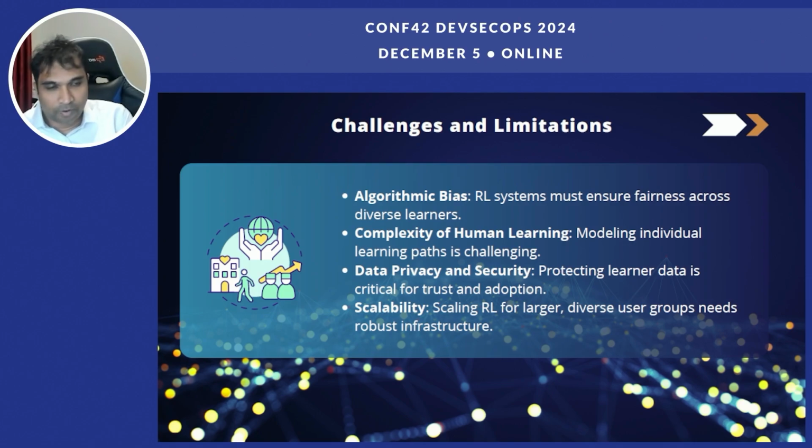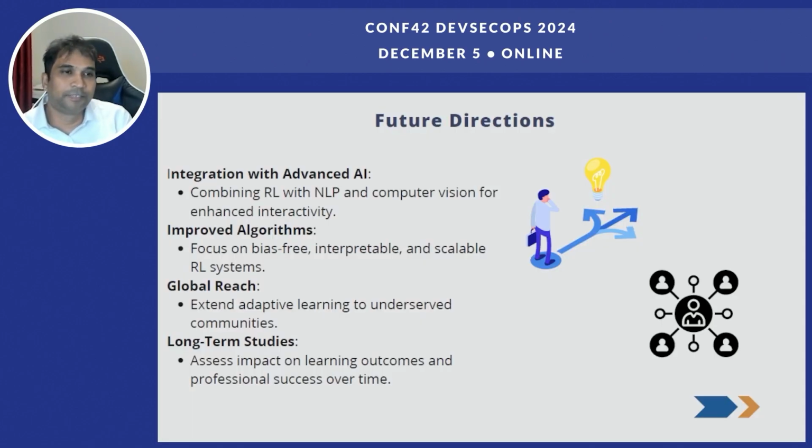Right. Moving forward, future directions. For future directions, I have listed down a few of them. Integration with advanced AI. Now, combine RL and NLP and computer vision for enhanced interactivity. This increases the engagement and enhances the interactivity between the RL-based system and the learner. That way, this is going to help the learners.